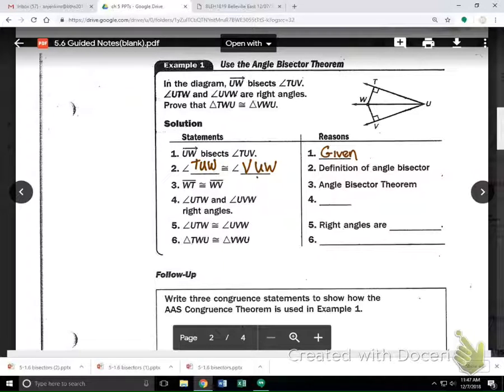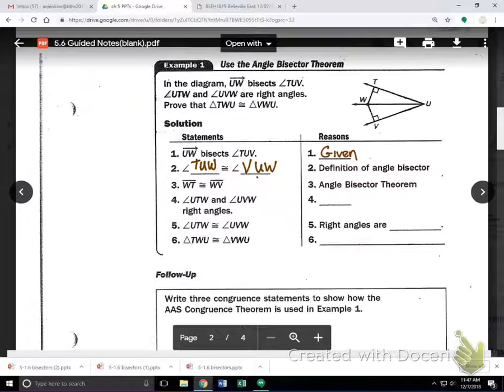So this is our original angle. It has been bisected, which means this angle has been cut in half, which means that TUW and WUV are going to be congruent because it split them into equal measure. And they told us the reason: definition of an angle bisector. Our next step, the entire step was given. We see that WT and WV, those segments, are congruent by the angle bisector theorem. So the one we just got.